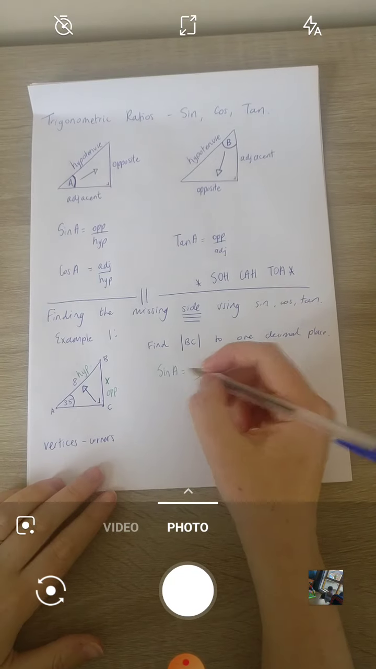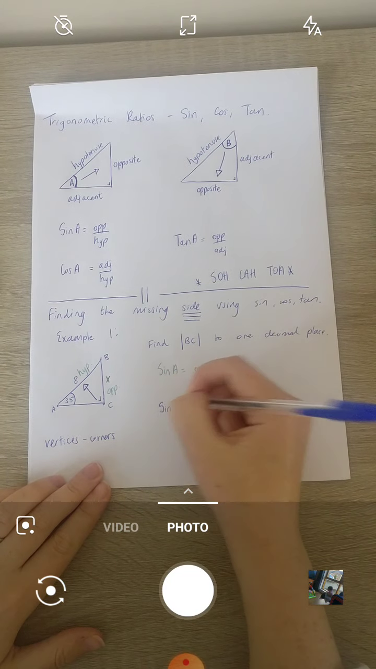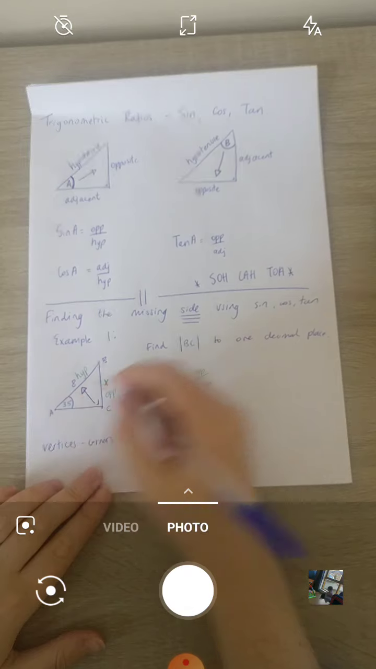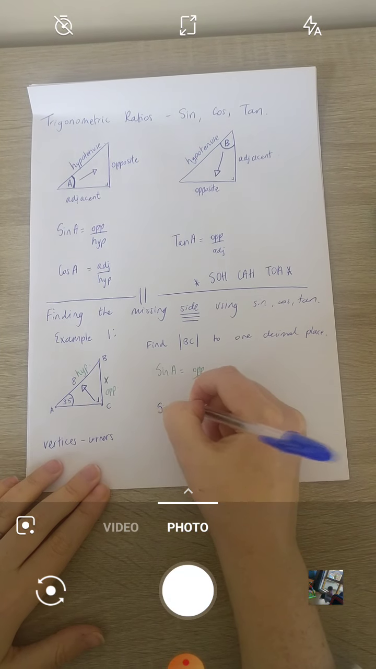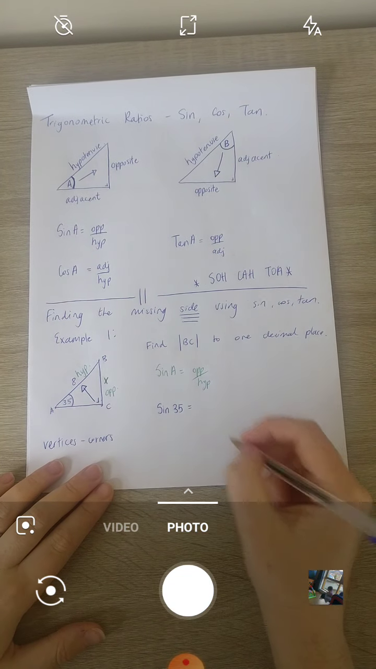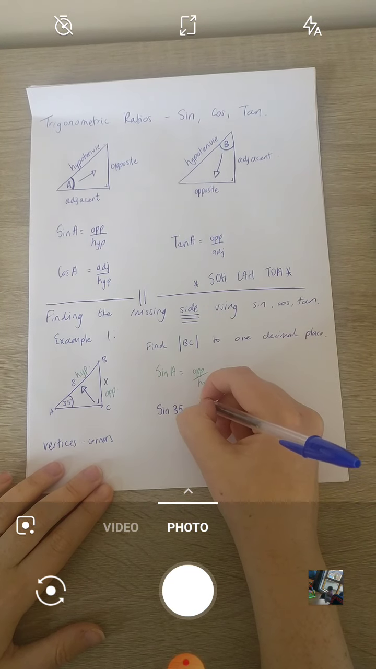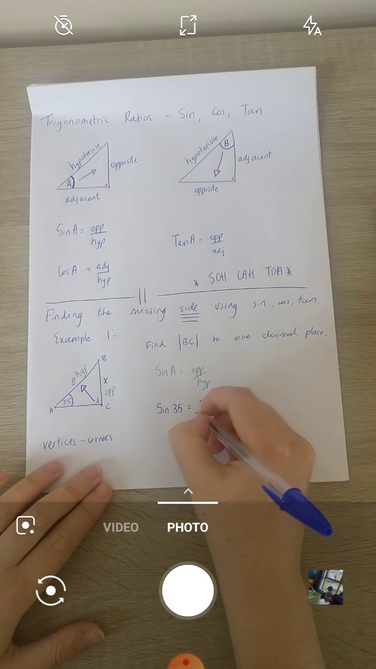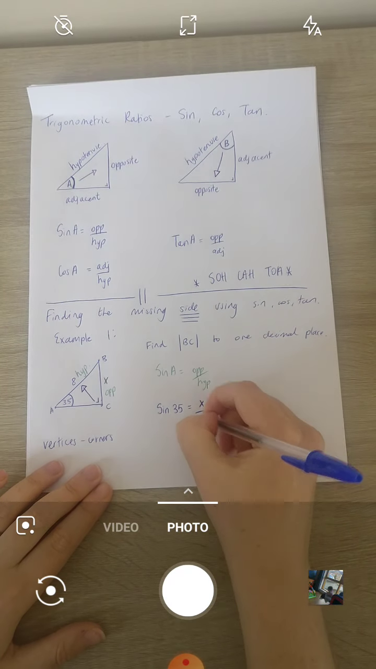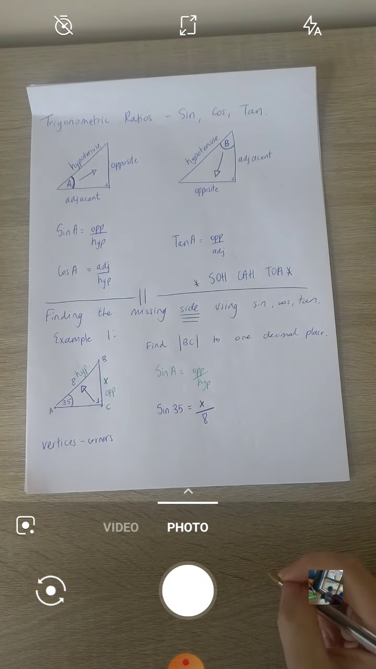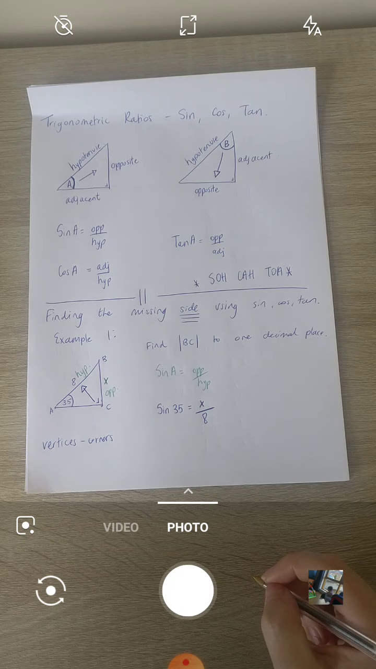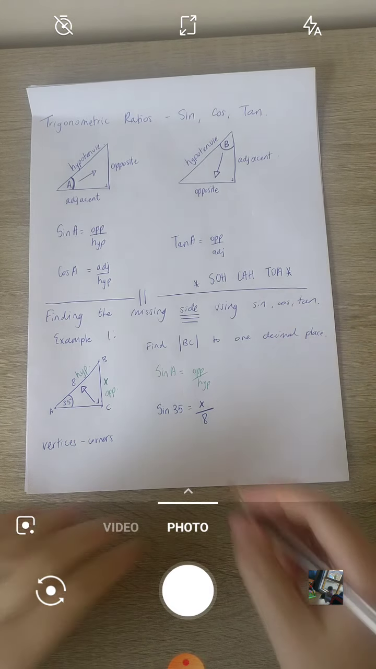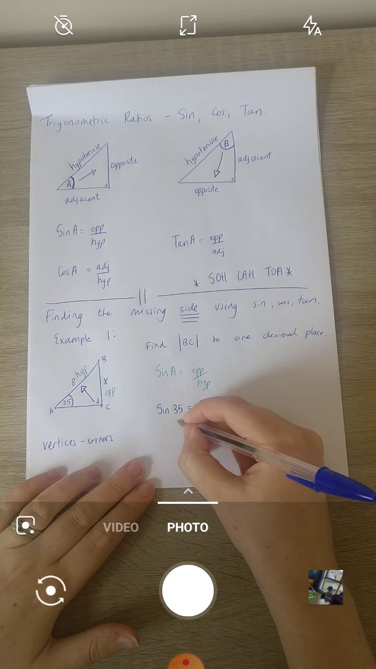So what we do is sub in the information. So we've sine, the angle in the question was 35. So it's sine of 35 equals the opposite here is X, which I'm trying to find, over the hypotenuse here is 8. Okay, now if I'm trying to solve for X, it means I need to get X on its own. So I'm going to move this 8 over to the other side.